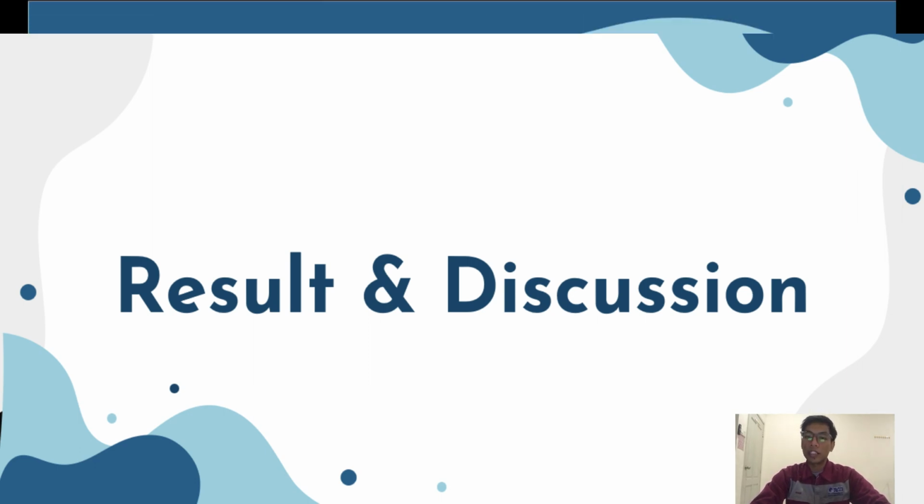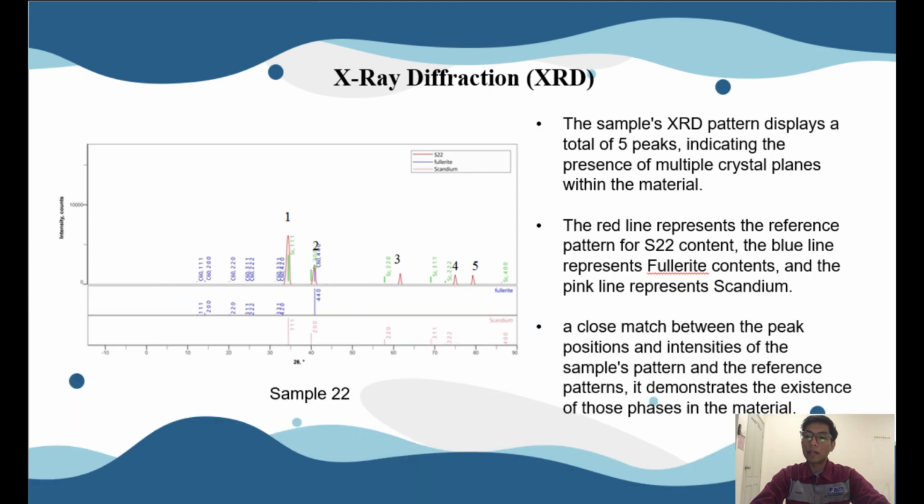For X-ray diffraction for sample 22, the sample's XRD pattern displays a total of 5 peaks, indicating the presence of multiple crystal planes within the material. The red line represents the reference pattern for S22 content. The blue line represents the fluoride content and the pink line represents the scandium.